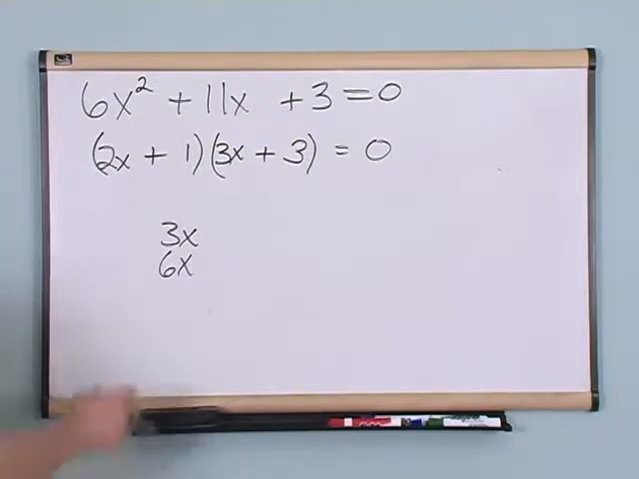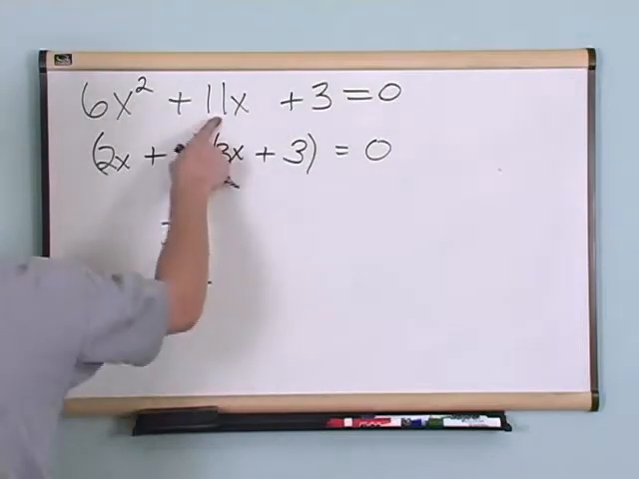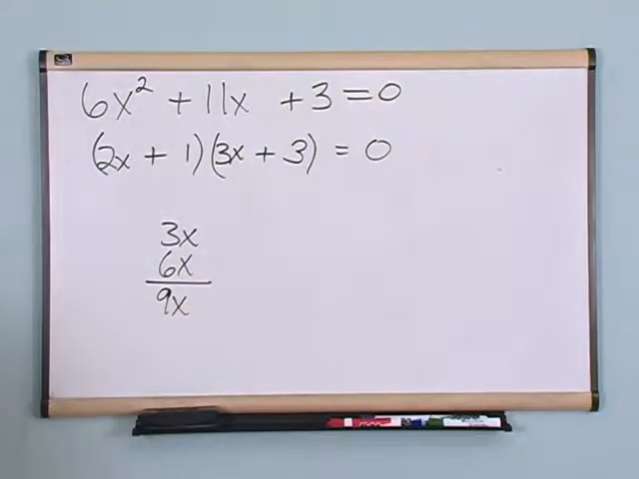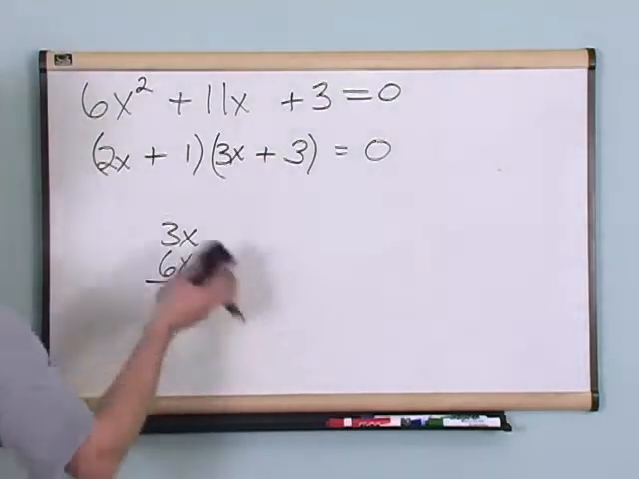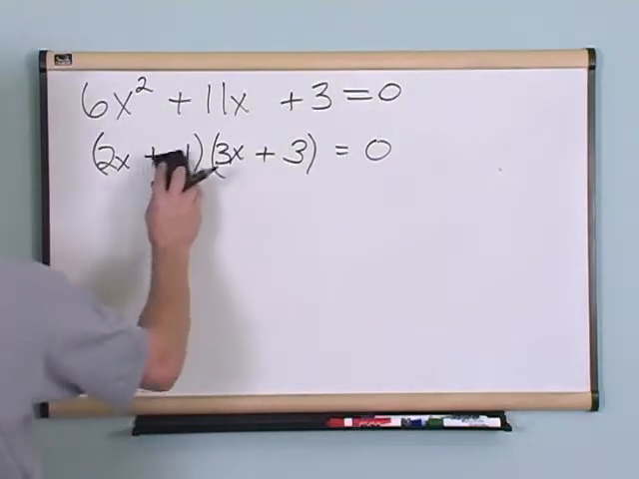So obviously, if I add these two together, that's going to be 9x. And that does not equal that. So that's wrong. Okay? This is the kind of trial and error that you have to come to grips with, because when you're factoring, that's what you need to realize. So what can I do differently?